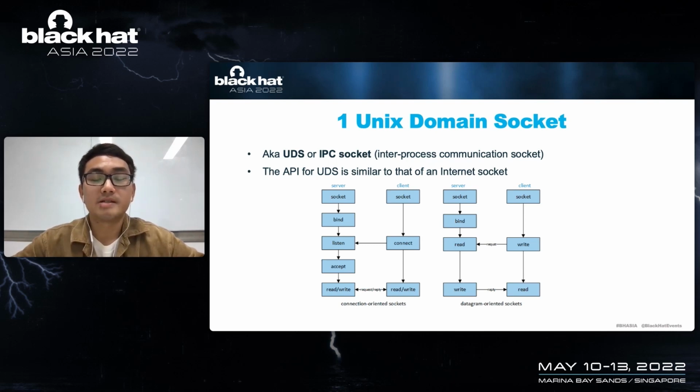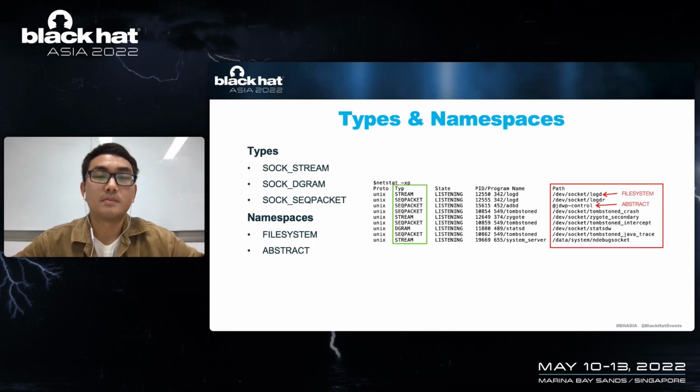Types and namespaces. Like the network socket, the UDS also has three types: socket stream, socket datagram, and socket sequence packet. The stream socket is stream-oriented and works like a pipe, and the datagram socket is datagram-oriented. It's similar to a message queue. The sequence packet socket is connection-oriented, but also preserves the message boundaries.